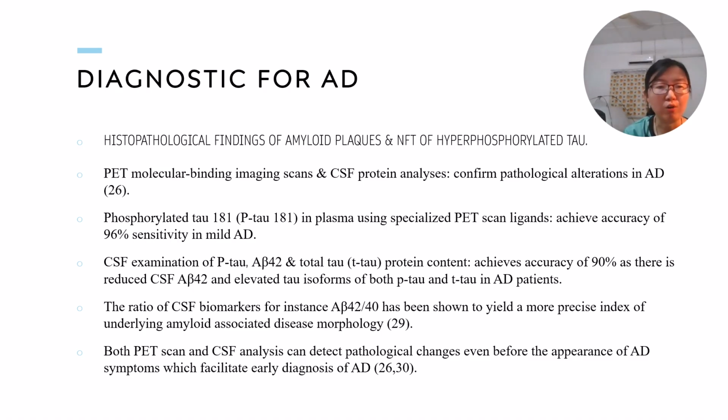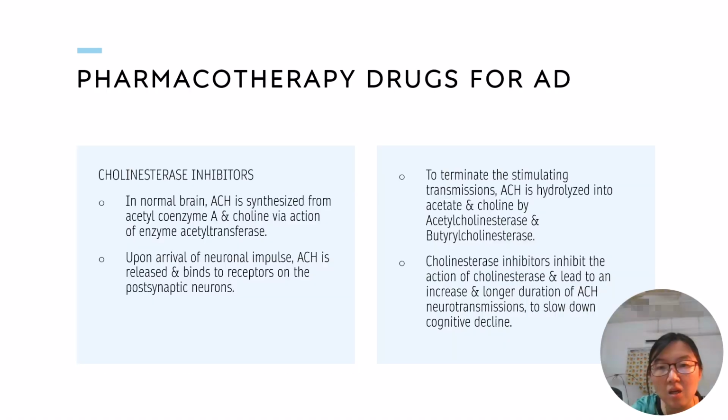The ratio of CSF biomarkers, for instance beta amyloid 42 over 40, has also been shown to yield a more precise index of underlying amyloid-associated disease morphology. So both PET scan and CSF analysis can detect pathological changes even before the appearance of AD symptoms, which facilitates early diagnosis of the disease.